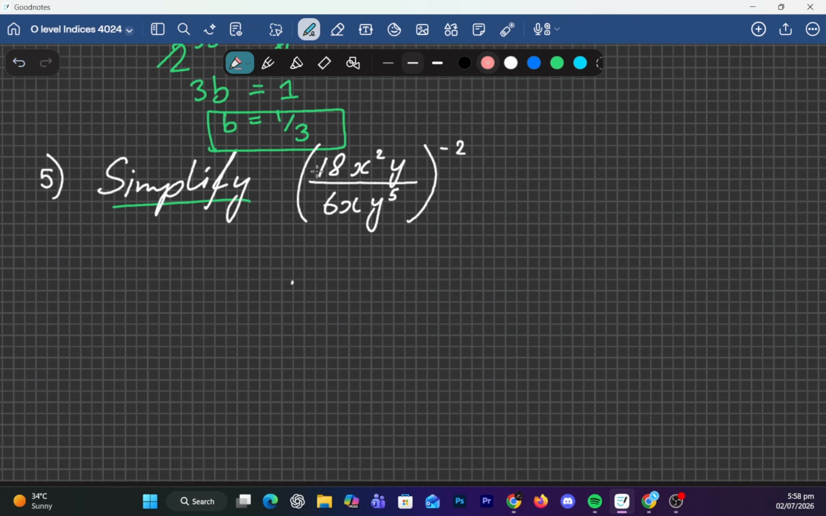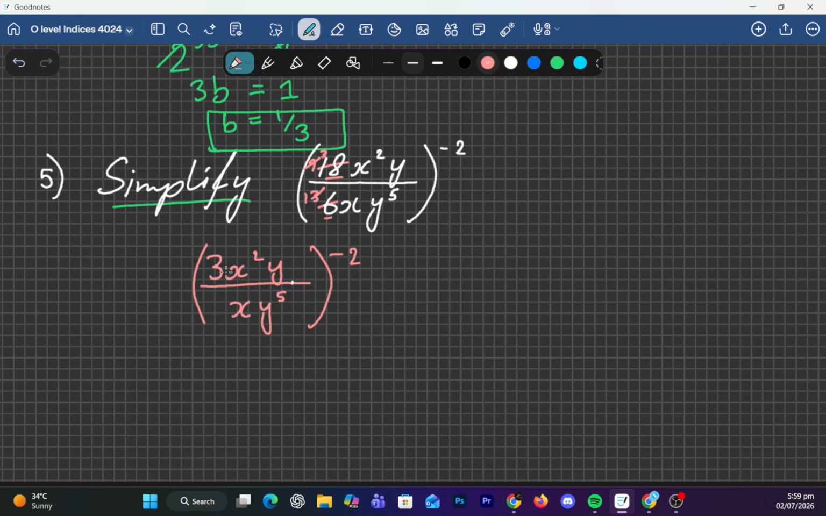Simplify the whole bracket: 18x squared y divided by 6x y to the power 5, whole bracket close, to the power minus 2. Simplify the inner bracket. First we can simplify these numbers. 2 into 3 is 6 and 2 into 9 is 18, and 3 into 1 is 3 and 3 into 3 is 9. So we are left with 3x squared y over x y to the power 5, whole to the power minus 2.